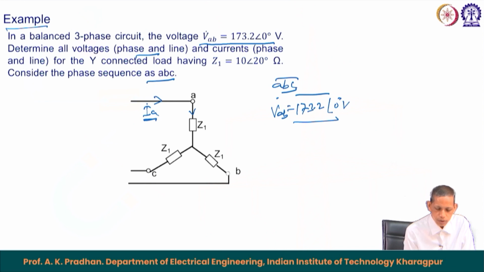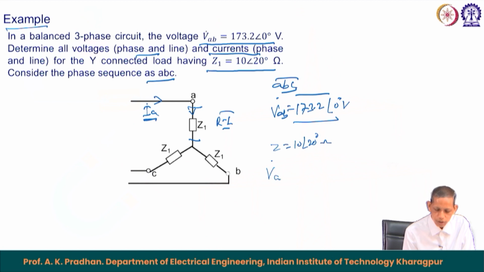The star connected load has Z equal to 10 with an angle of 20 degrees. Since the angle is positive, this is an RL load. So, the phase current will lag the phase voltage by 20 degrees. Consider the phase sequence to be ABC. Similar to the earlier one, Z equals 10 with an angle of 20 degrees ohm. Now, to find the corresponding phase current, we need the phase voltage V_A.